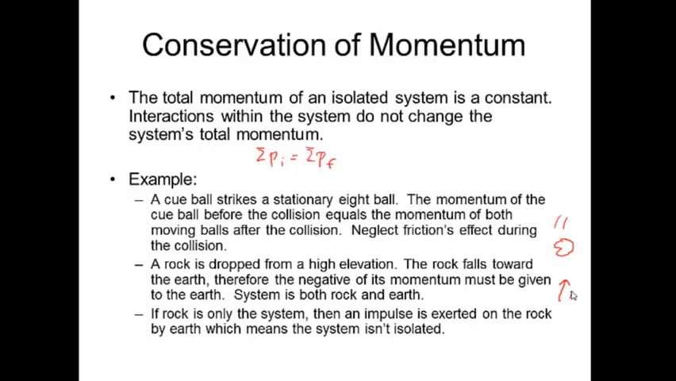The Earth doesn't actually fly towards the rock. Reason being, it's so much more massive than the rock, so it has a very, very slight velocity in the direction of the rock. So we consider the rock and the Earth as the system, and momentum is still conserved. That's the point.